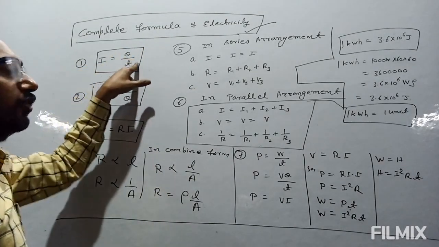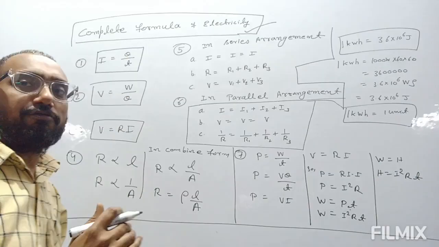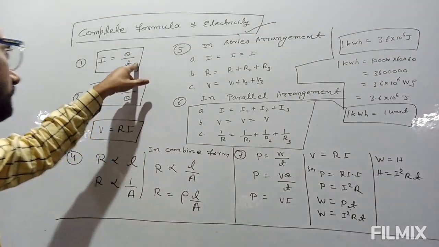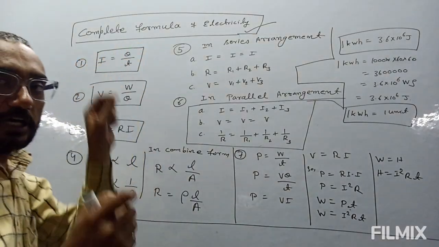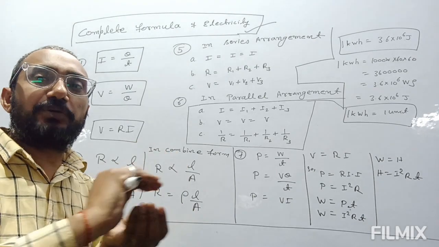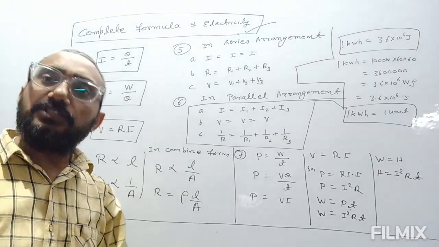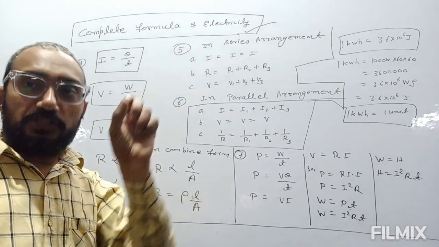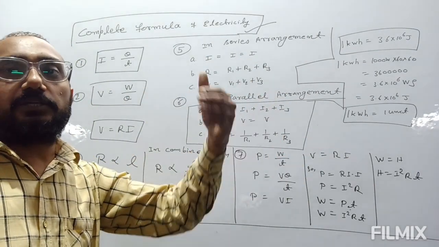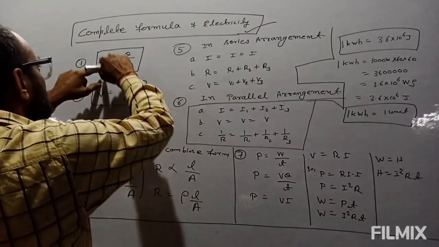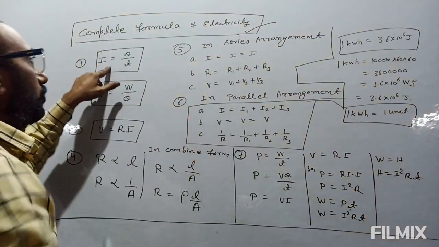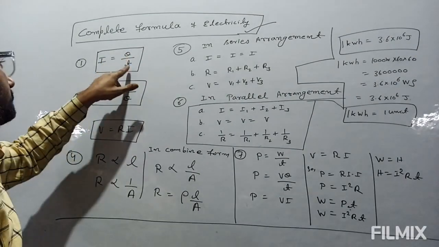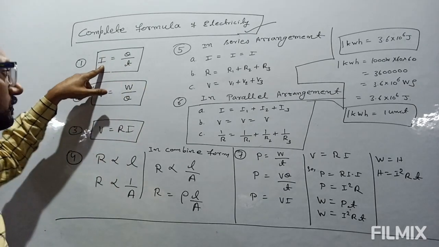I equal to Q upon T means rate of flow of charge. The rate of flow of charge is known as current. Means charges flow through the conductor per unit time is known as electric current. So I equal to Q upon T, where Q is the charge, T is the time, I is the current.